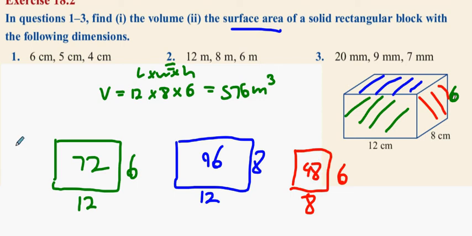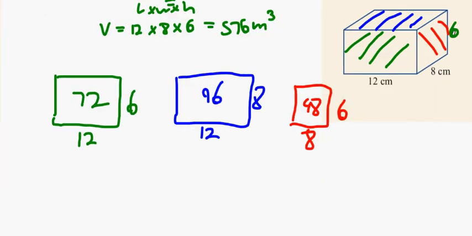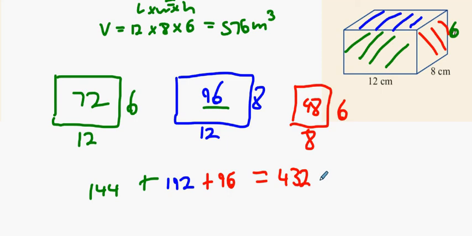Now, remember, there's 2 of each type, isn't there? So multiply it by 2. 144 plus 192 plus 96. What do you get in your calculator then? Get them all together. 432 meters squared. Okay. Now, I'm going to show you a trick.